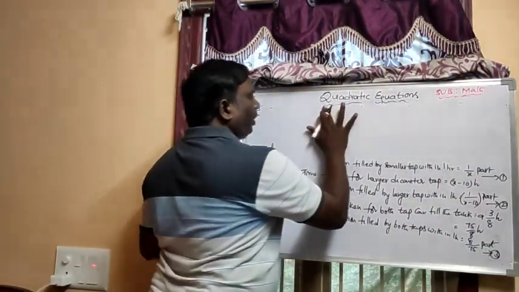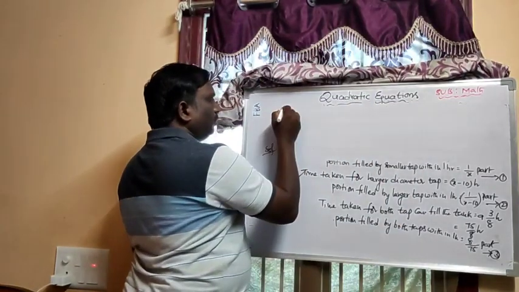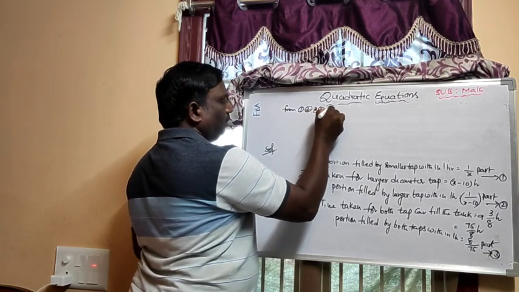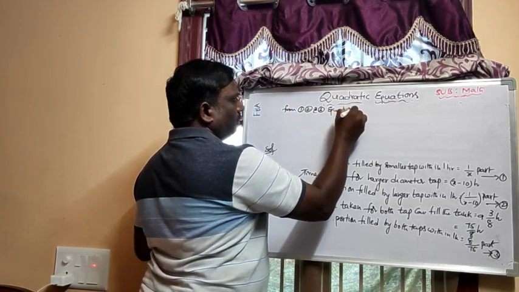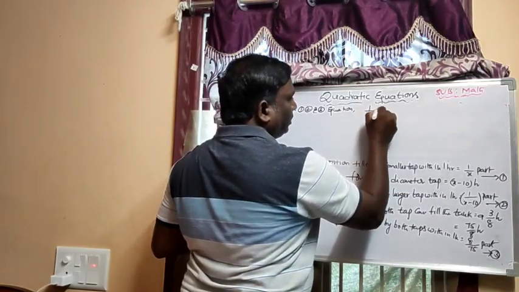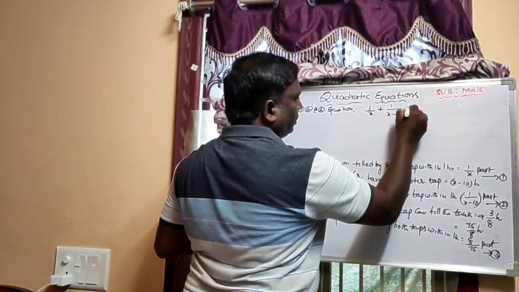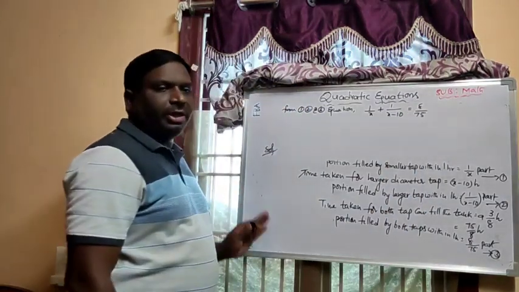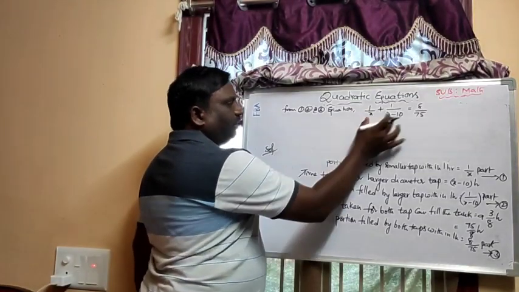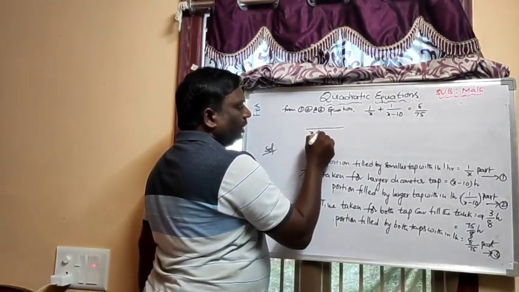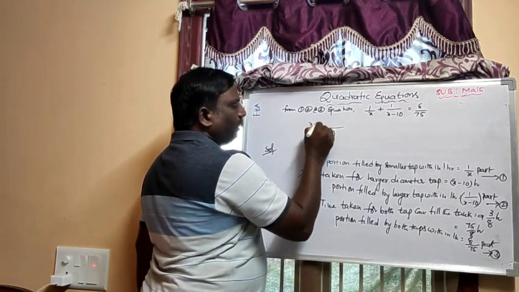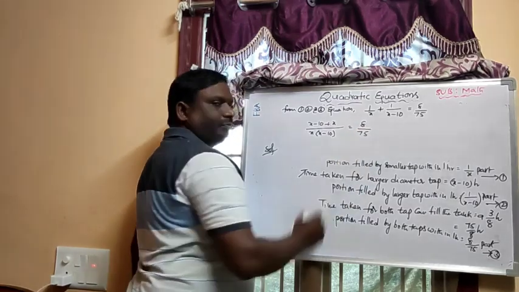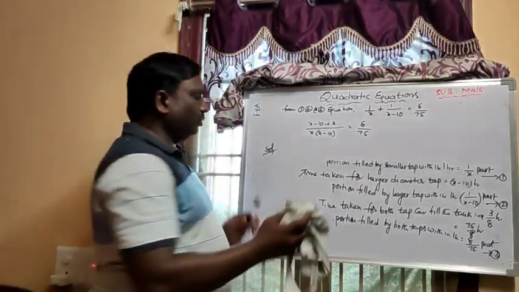So from equations 1, 2 and 3, we can frame 1/x plus 1/(x minus 10) equal to 8/75. Now take the LCM of these two fractions, that is x into (x minus 10). Do the cross multiplication: (x minus 10 plus x) equal to 8/75.